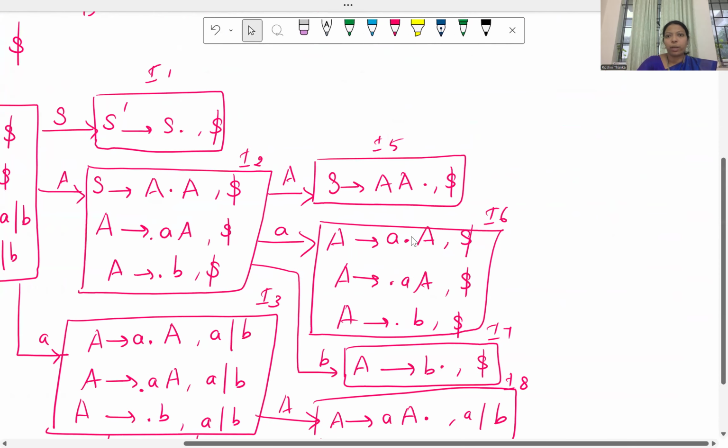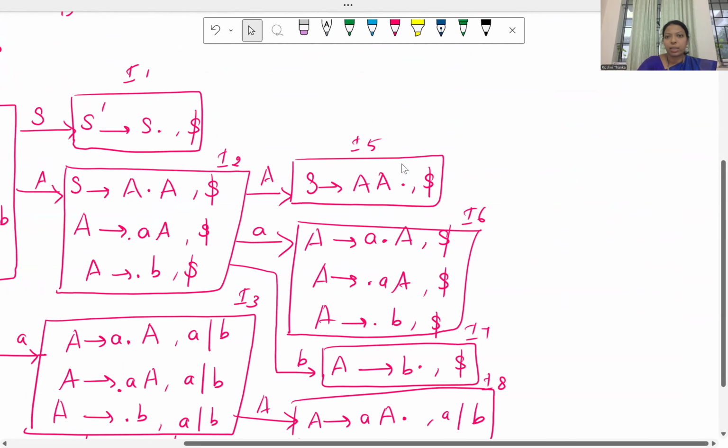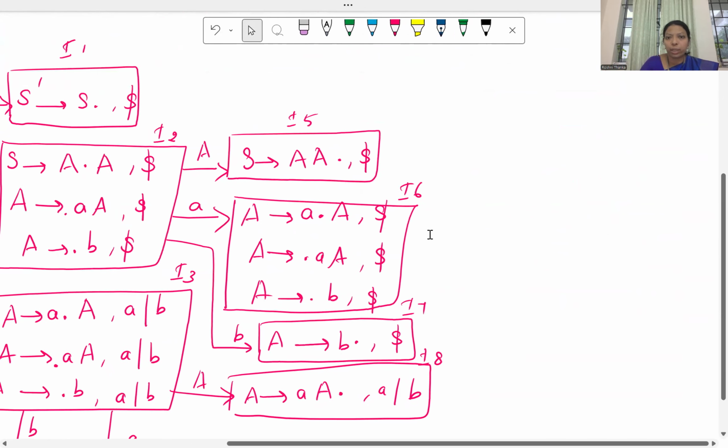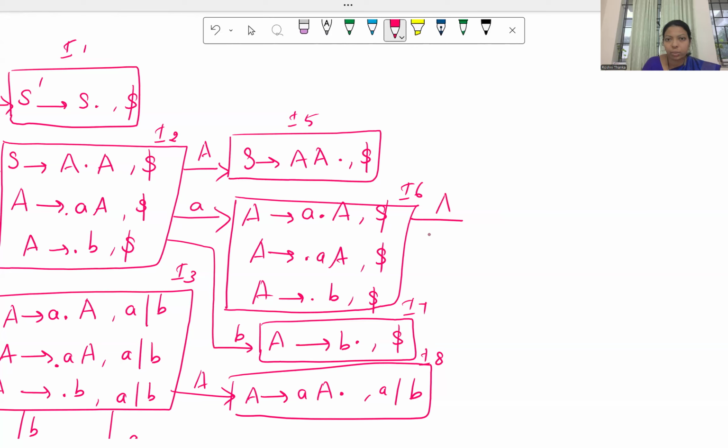Now what is I5? In I5, everything is done already. Now in I6, what do you have to read? The next thing to read is capital A. When I read it, it is A derives capital A dot, and write the lookahead as such. So this is completed, and we can call it I9.